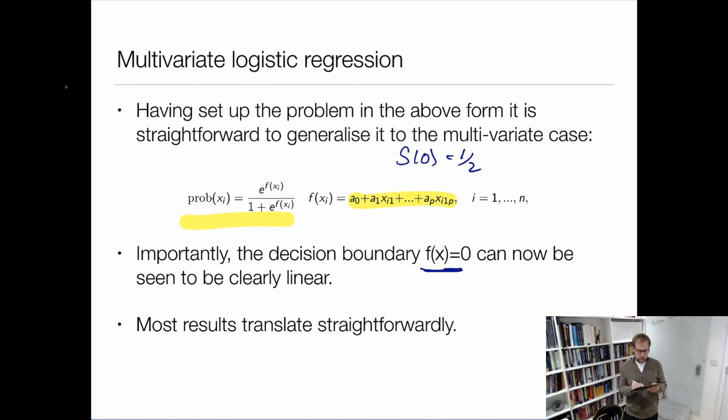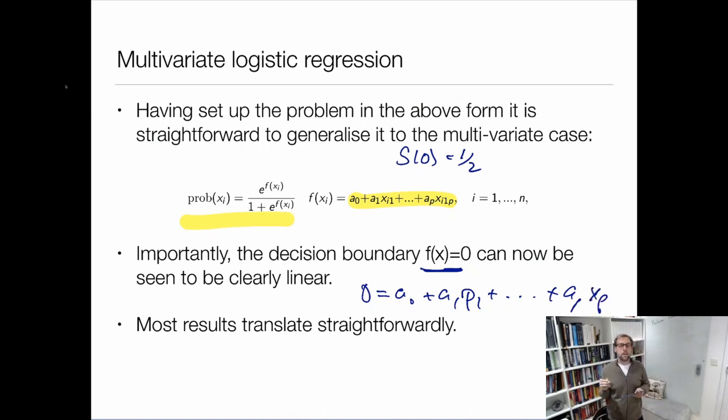And if I write down this expression here equal to 0, so 0 will be a0 plus a1 p1 plus and so on ap xp. This is just a linear function. So importantly, the decision boundary is still linear. So I have a linear function which, if I had two predictor variables, would just be a line. A linear function in 2D is a line.